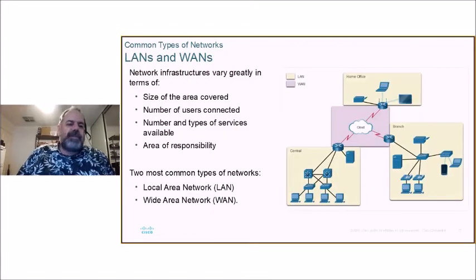Okay, so LANs and WANs, again we're talking about geography. Network infrastructure can vary greatly in terms of size of the area covered, number of users connected, number and types of services available, and area of responsibility. The two most common types of networks are a LAN and a WAN, a local area network and a wide area network. A local area network is normally within one building or a group of very closely located buildings, while a wide area network could well span the city or the world, depending on the company.